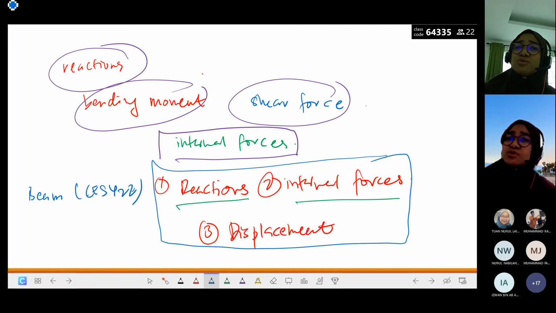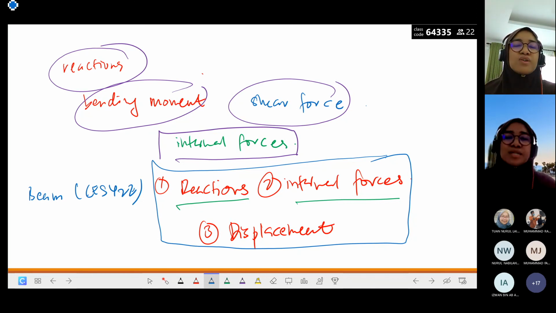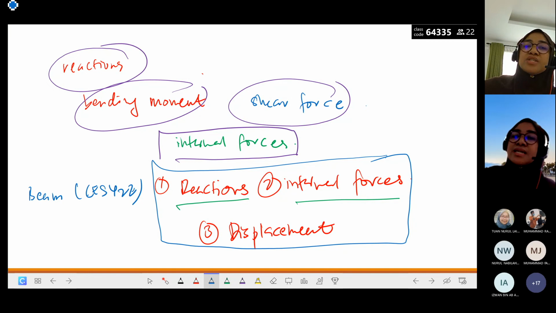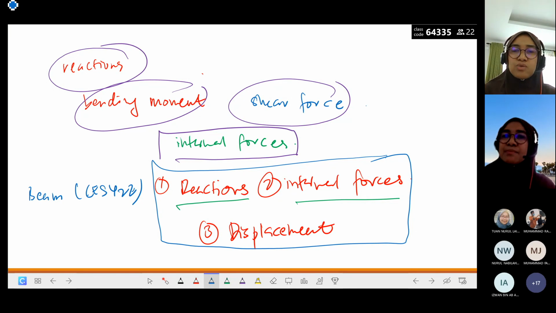Same goes for truss. You learn how to determine reaction in truss using equilibrium equation, and after that, use method of joint or method of section to calculate the member forces. All the member forces in the truss system are actually internal forces. And in order to determine deflection in the truss, you need to have the member forces, because when you cannot determine the member forces in the truss, you cannot determine displacement.